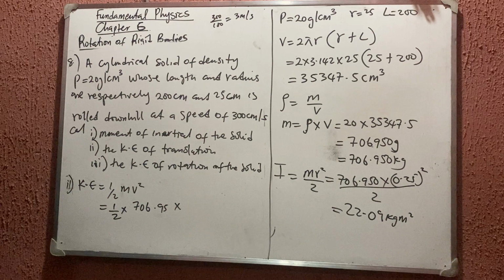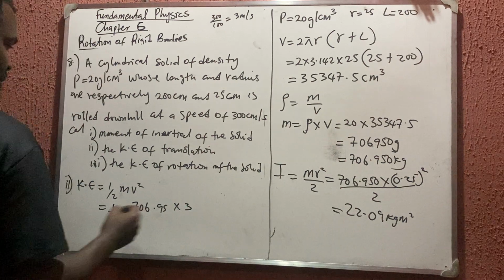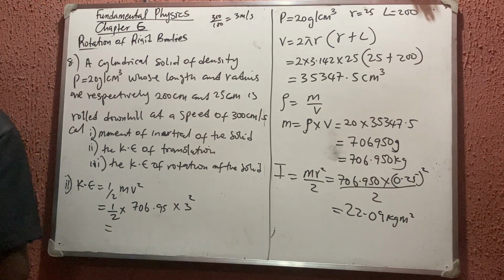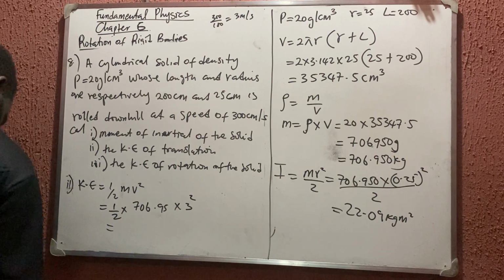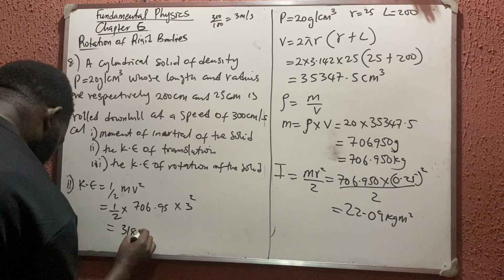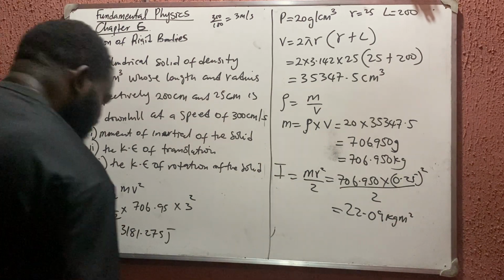So that is that. So multiply by 3 squared. So if you do that, that is 9 times 706.95 divided by 2. So I'm having 3181.275 joules. Okay, so that is that.